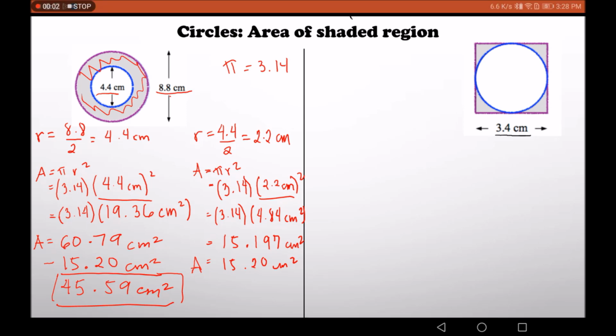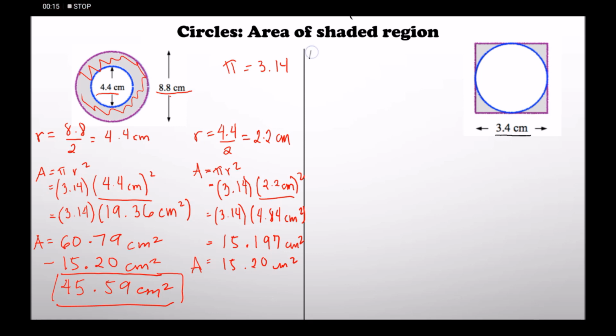Next on our second figure, we have a square and a circle with a side length of 3.4 centimeter, and that also will serve as the diameter of your circle. Let's solve first the area of the square. The formula for the area of a square is side squared. Now our given is 3.4 centimeter as the side, so that would be 3.4 centimeters square, and that is equivalent to 11.56 centimeters square. So that will be the area of your square.